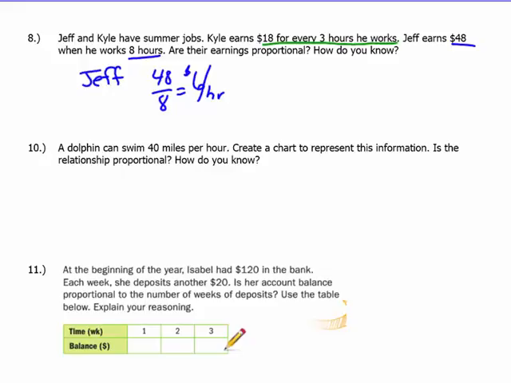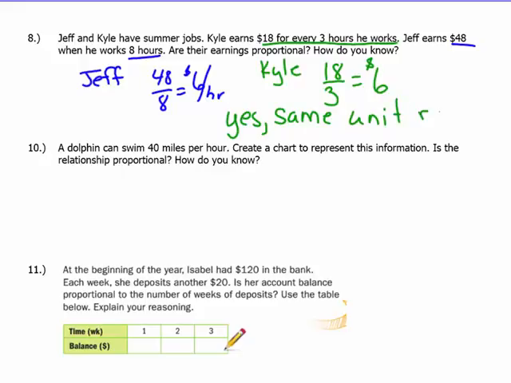Then we have Kyle, who is $18 for 3, which is also 6. So are their earnings proportional? Yes. How do I know that? Same unit rates. If the unit rates are the same, it's going to be a proportional relationship.